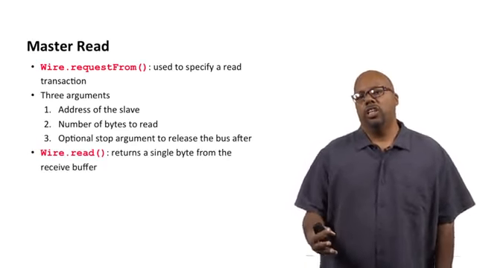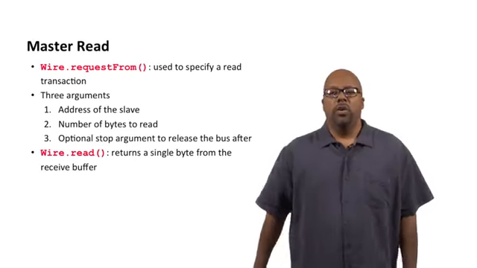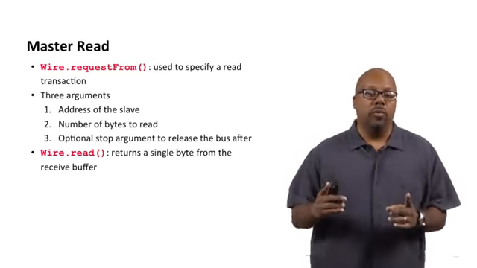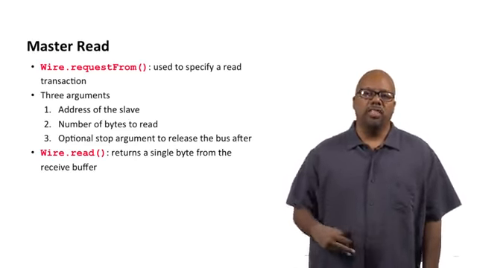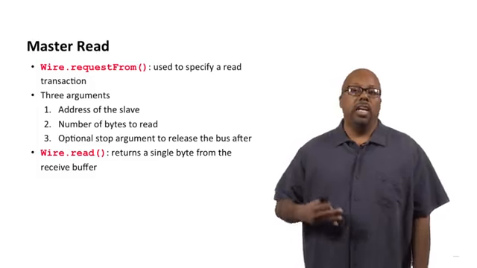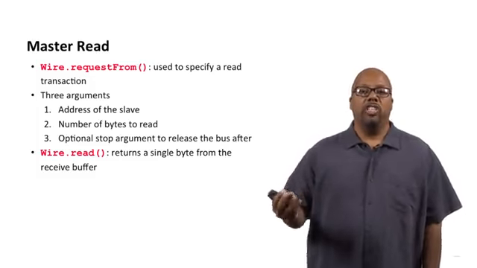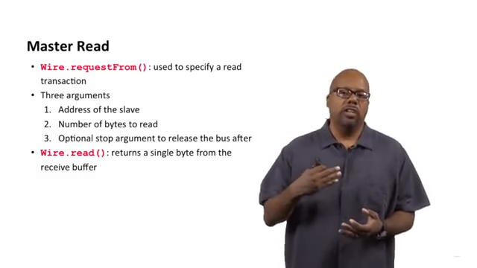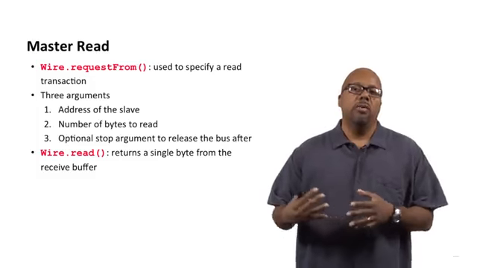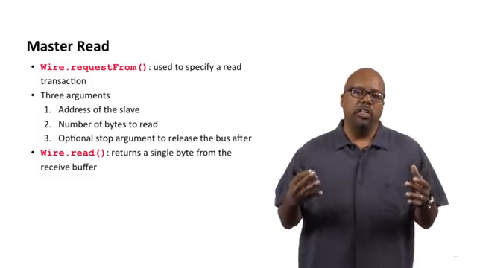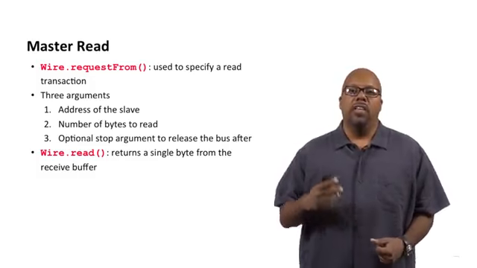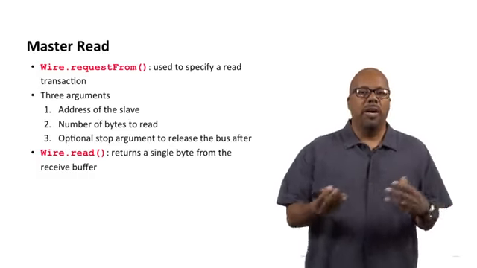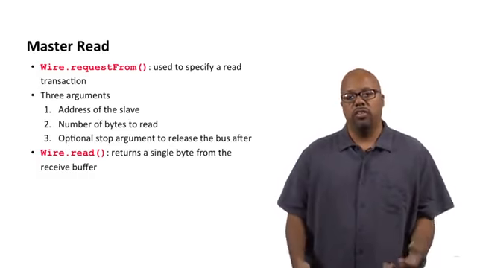Now, another function you're going to use is Wire.read. Wire.read actually reads the data that's received, reads exactly 1 byte. So what happens is when you do a Wire.requestFrom, it requests the data, and the data eventually, in the slave's time, is received. Once the data is received by the master, it's put into a buffer on the master. And then the master, in order to access that data, has to call Wire.read to read the bytes one at a time from that received buffer.